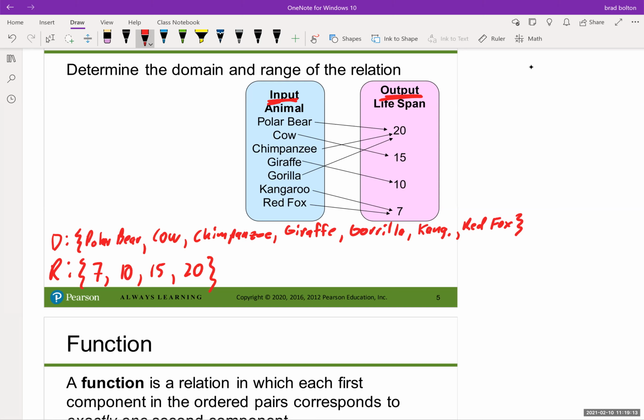So these are all of the possible lifespans that we can get out of these particular domains or these particular animals. So the domain in this case, once again, is animals, and the range is lifespan. Okay, so once again, this is our inputs. This is what we can get out. Okay, so just keep in mind, it's very straightforward like that.